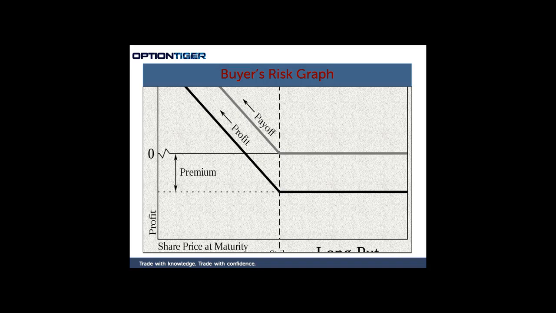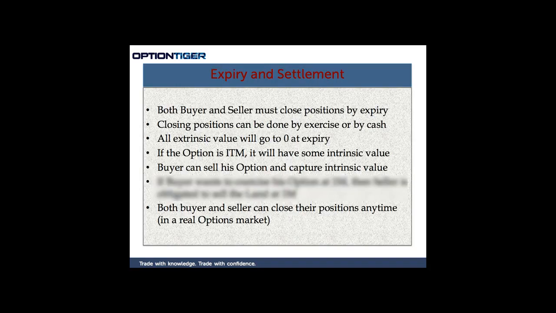So what I want to do now is to look at the expiry and settlement procedures. Again, this is very similar to the call options. Both buyer and seller must close their positions by the expiry date. Closing positions can be done by exercise or by cash. So now we are mostly talking about the financial markets here. All extrinsic value in a put option will go to 0 at expiry because there's no more time left. Therefore, extrinsic value, which is also called the time value, is going to go down to 0.